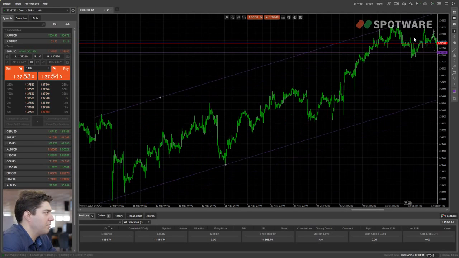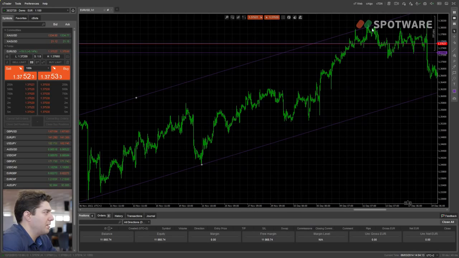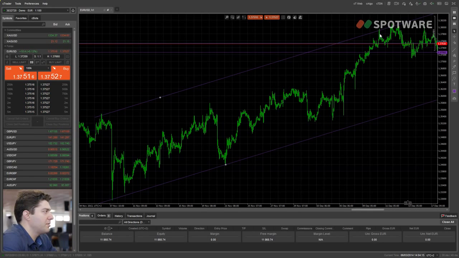As you can see here, for example, it went exactly here and it retraces. I'm not going to tell you that this is some magical resistance level. It's just a good exit. It's just a good place that is high enough for you to get some money and not low enough for you to, you're still trading trends.